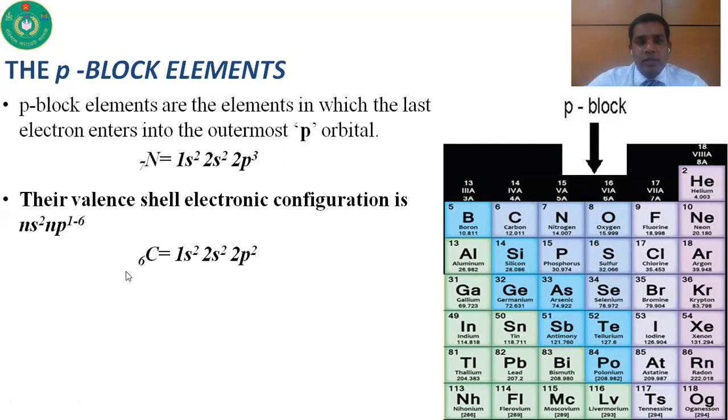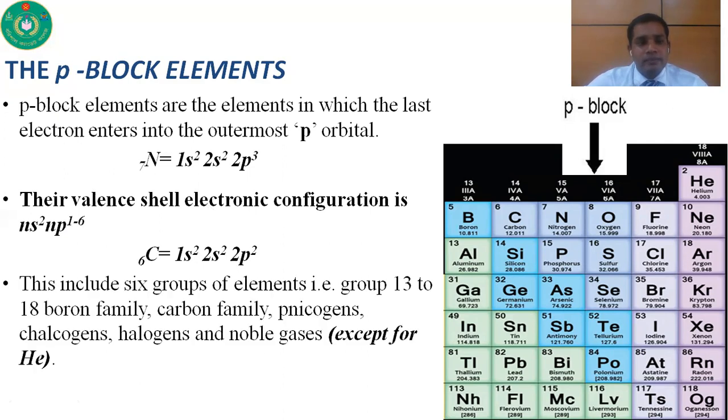Another example, carbon, its atomic number is 6. So its electronic configuration is 1s2, 2s2 and 2p2. As its last electron enters into p orbital, this is called a p block element. These p block elements include 6 groups, that is group 13 to group 18. Group 13 is known as the boron family.